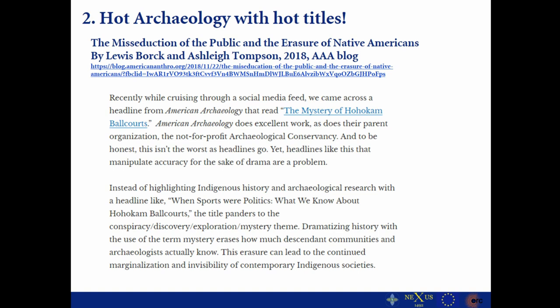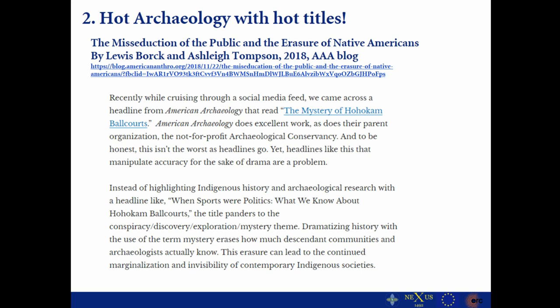So the second point is a recent article from colleagues of mine, Louis Borg and Ashley Thompson, that was recently published in the AAAA blog. And this deals more with this idea that archaeology needs to be hot, or needs to be catchy and fun and exciting in order to attract people to the work that we are doing.